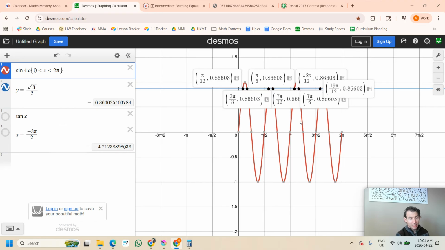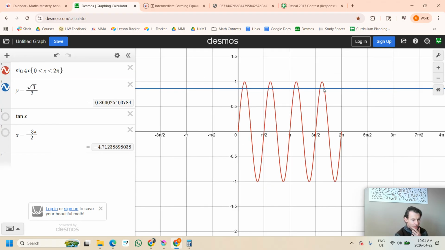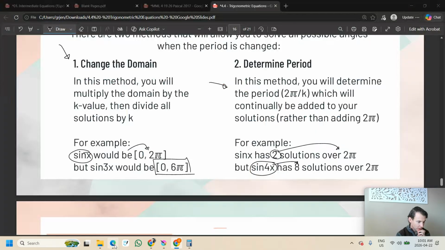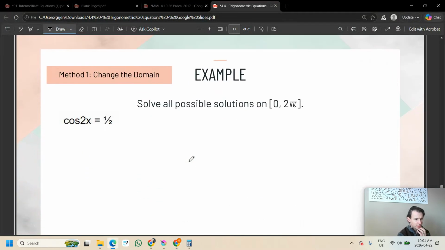So you get things like 19 pi on 2. That's cool. Pi on 12, yeah, you get pi on 12 as a solution. That's nice, that's neat. All right, great. Now let's keep going. Let's keep looking at this. So let's just do some examples.